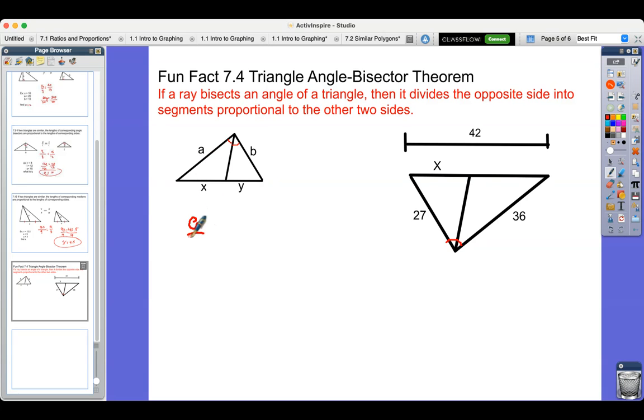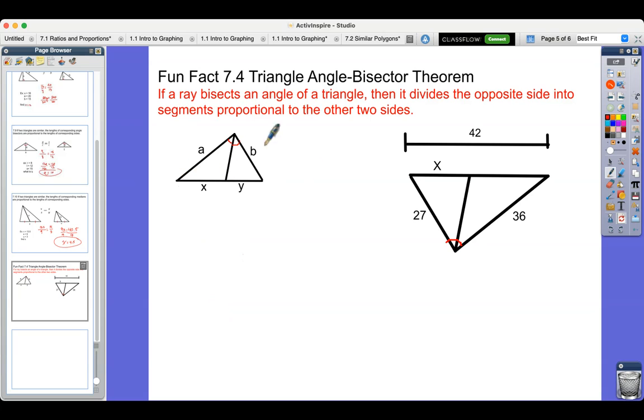So if I were going to set this up, I would say you could say A is to B as X is to Y, or you could say A and X are proportional to B and Y. Either way, you're multiplying A with Y and B with X. You can say this is to this as this is to this, or you say this over this equals this over this. It still gives you the same ratio and proportion in this case.